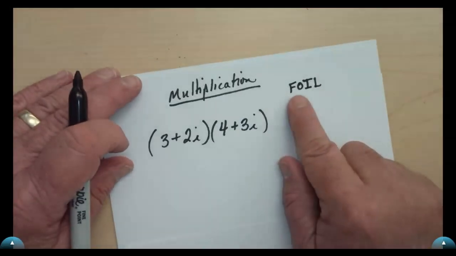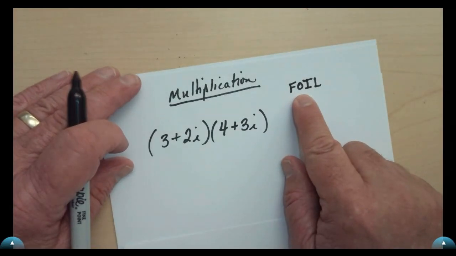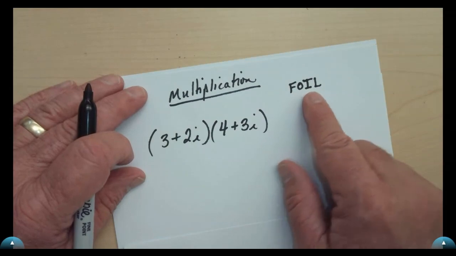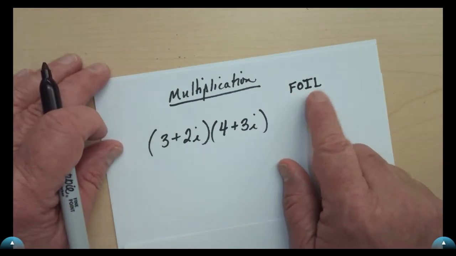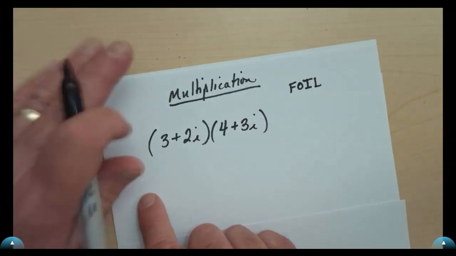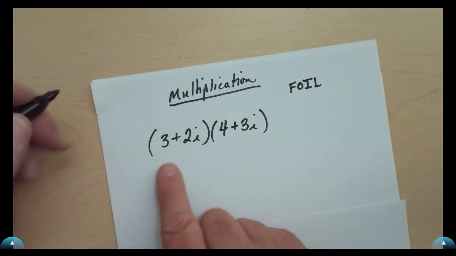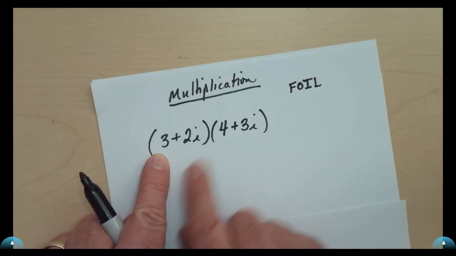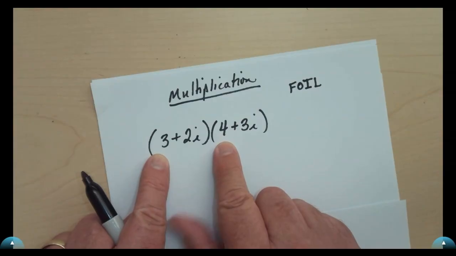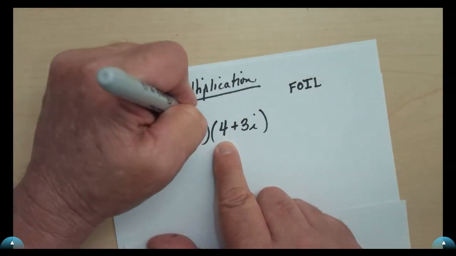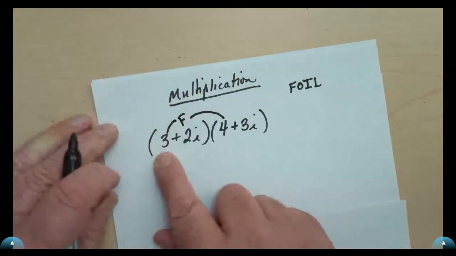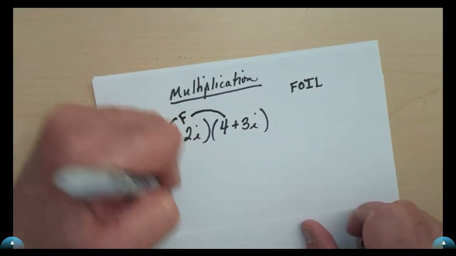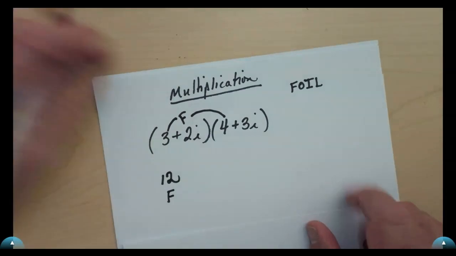So FOIL: first, outer or outside, inner, inside, last. First, outer, inner, last. It's supposed to be a little memory device to help you remember how to do this. And so I'm going to quickly show you how it works as we multiply this. So F, first. The first thing in the first set of parentheses is 3. The first thing in the second set is 4, right? I want to multiply the first thing times the first thing. 3 times 4, which is 12.